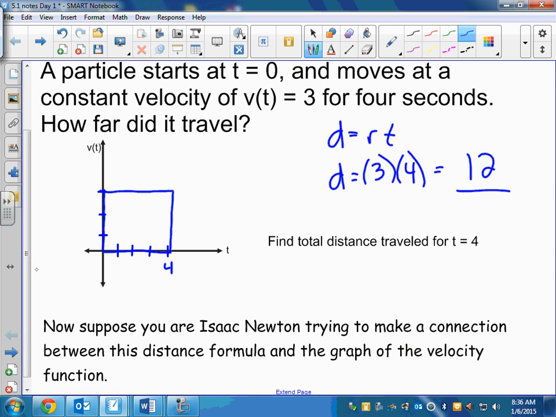So your book says this. I didn't come up with the sentence, but it made me laugh. It says, now suppose you are Isaac Newton trying to make a connection between the distance formula and the graph of the velocity function that we got over there.